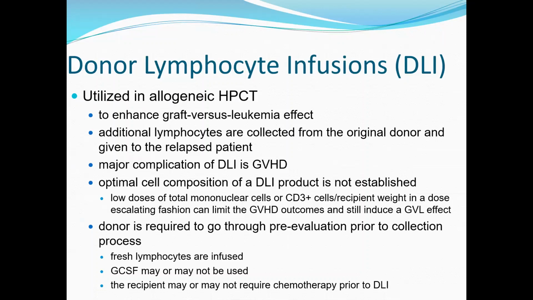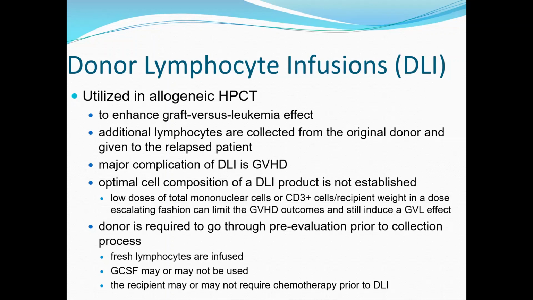So next is donor lymphocyte infusion, called DLI. It is utilized for allogeneic HPCT. It is used to enhance the graft versus leukemia effect. Leukocytes are collected from the original donor and given to the recipient. So the major complication of DLI is GVHD.